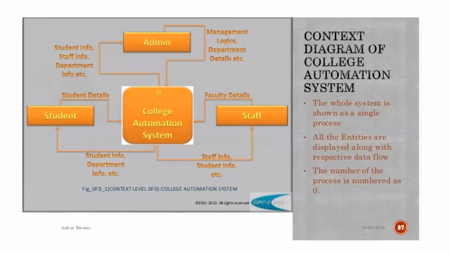This is an example of a college automation system. You can see there are three entities: student, admin, and staff, connected to the system, the college automation system. Each entity has its input from the system and has output to the system.